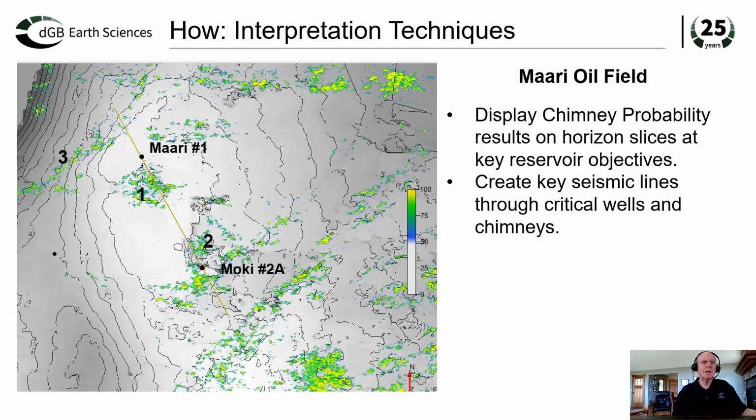We will now show the main interpretation techniques that we use in evaluating prospects. Here we're going to use the Mari oil field from our chimney atlas as an example. The first thing we must do is display the chimney results at key reservoir objective horizons. We can then see where the main chimneys are that are possibly charging or leaking from the structure, and we can create seismic lines that go through these critical chimneys and also through the wells.